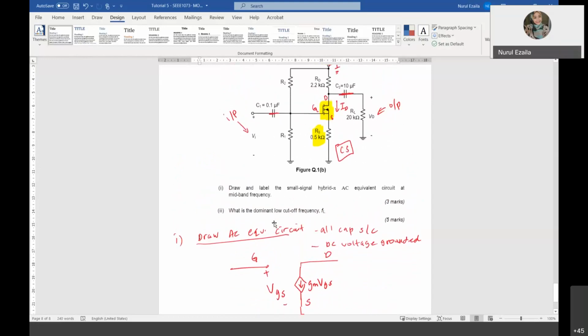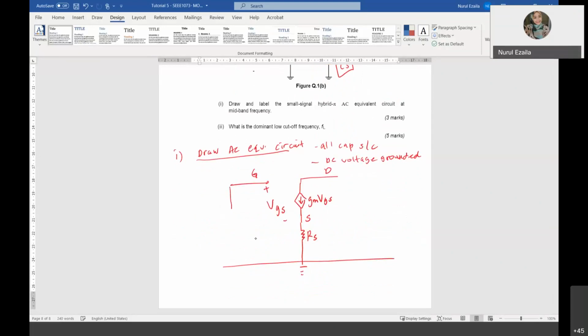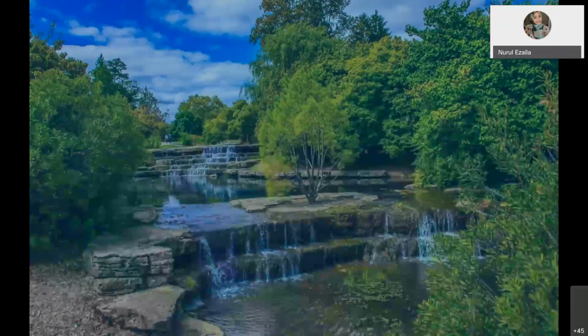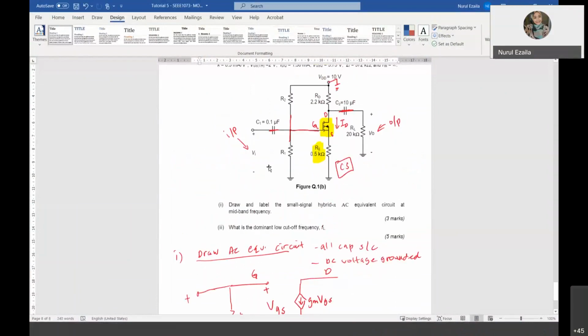Let's draw at the input. What do you have at the input? At the input, which is your gate, you have R1 to the ground and R2 also to the ground. Therefore, at the input you have R1 parallel with R2 to the ground. Nothing else, so you just have V in.